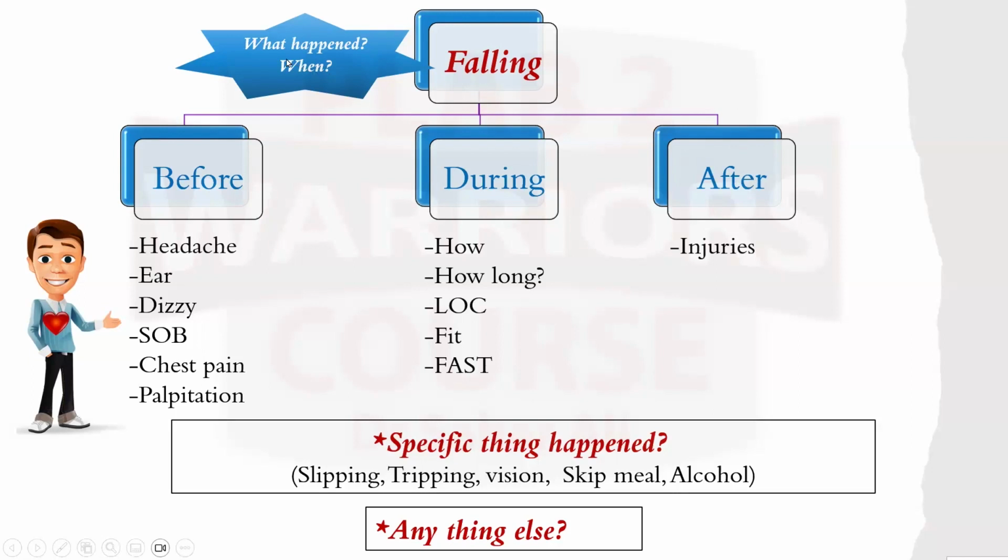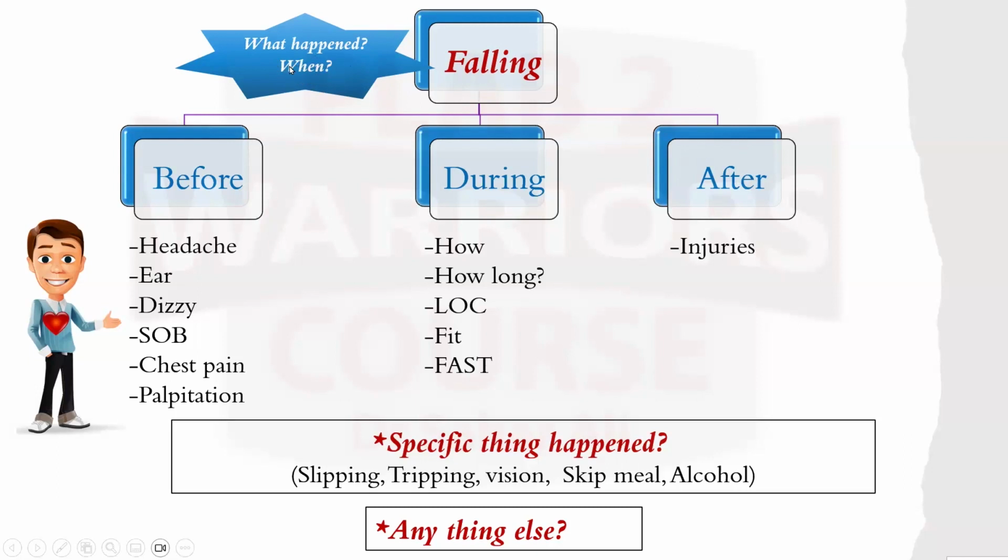When you ask what happened exactly, you ask the patient an open question. Can you tell me what happened exactly? Then the patient will tell you what happened in his own words. All right? This is an open question. Then you think about when. When did the fall happen?